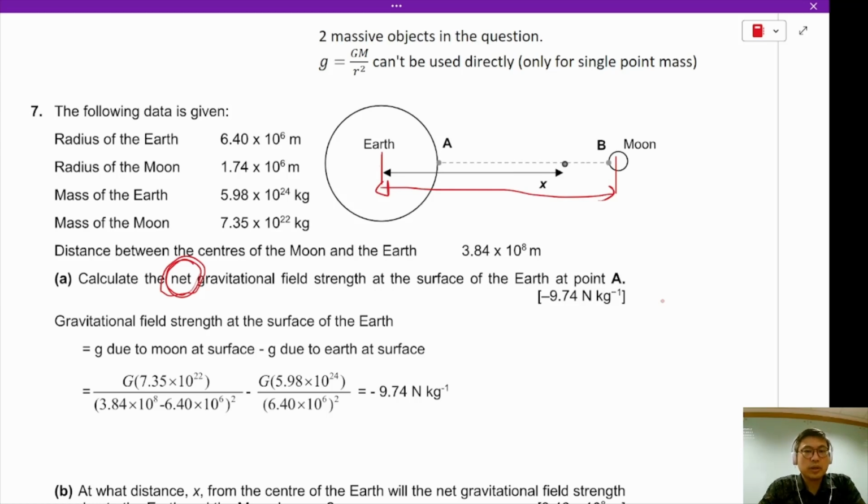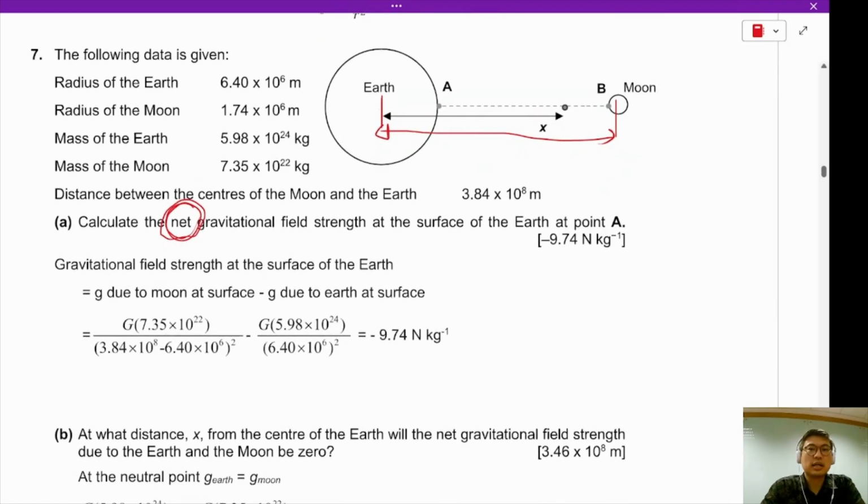Now this net, the word net over here, is very critical because it means that there is a combination of different gravitational fields from the Earth and the Moon. So let's imagine this point A near the Earth's surface. This is the gravitational field of the Earth, and over here is the gravitational field of the Moon. The net gravitational field will be due to the pull from the Earth and the pull from the Moon. Now, you would expect this to be 9.81 or maybe 9.78, but in fact, it is much less than that. Let's take a look.